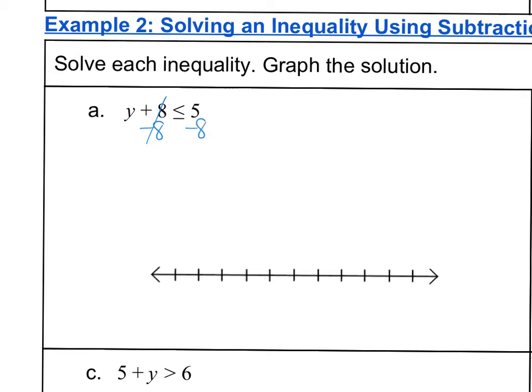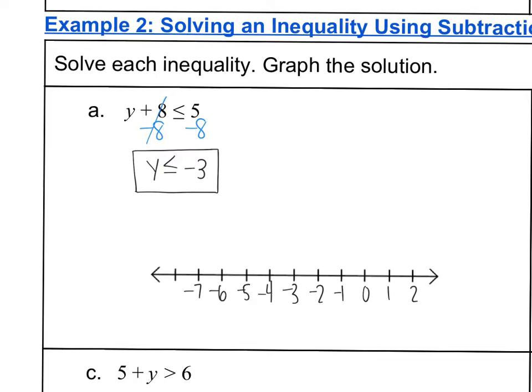To undo or get rid of plus 8, I'll subtract 8 here because then it cancels, which means I have to subtract 8 on the other side of the inequality. So I get y is less than or equal to, careful with your subtraction, 5 minus 8 should be negative 3. So my answer is y is less than or equal to negative 3.